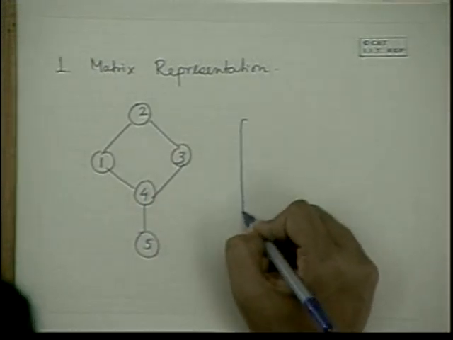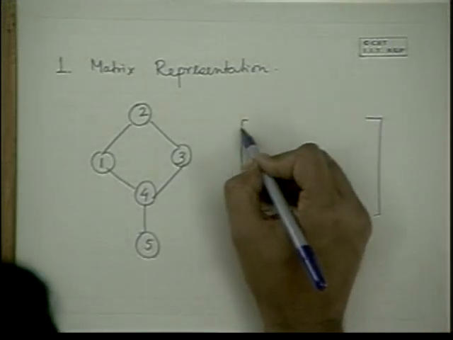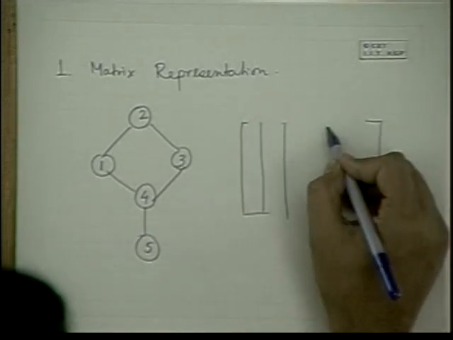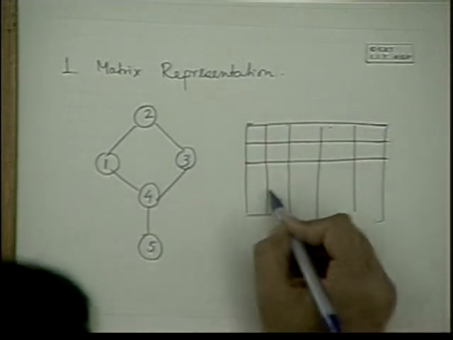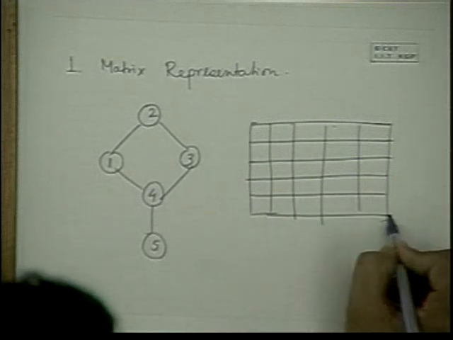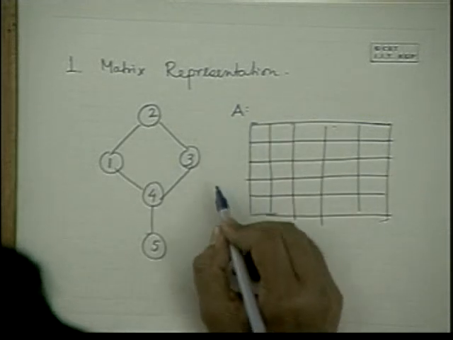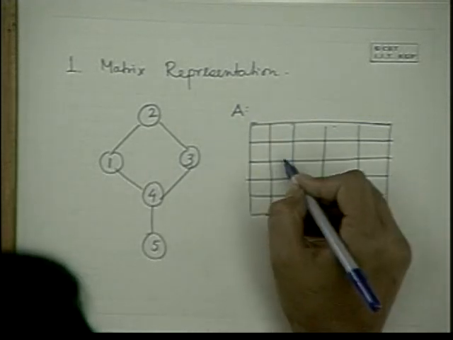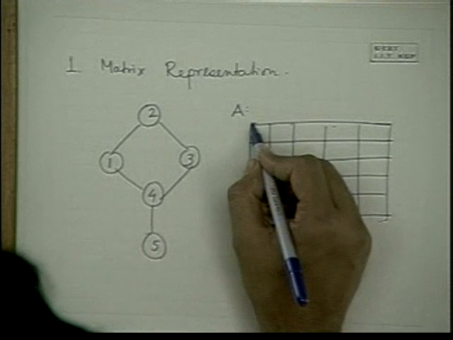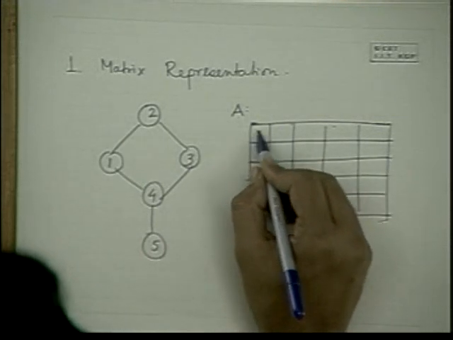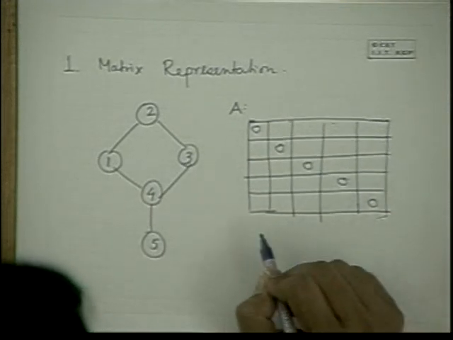This graph can be represented with a matrix like this. We have 5 nodes, so we take a 5 by 5 matrix, with rows 1, 2, 3, 4, 5 and columns 1, 2, 3, 4, 5. Suppose this matrix is A. We mark A_ij as 1 if there is an edge between i and j. We assume that all the diagonals are zeros. I'll tell you why later. Let's not worry about diagonals.